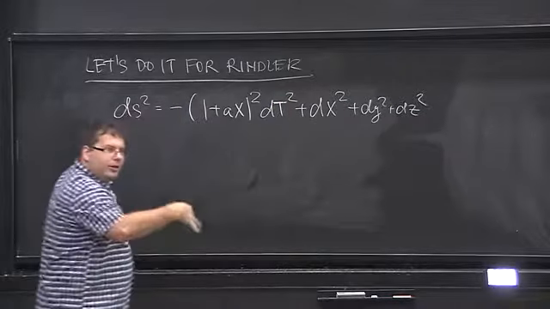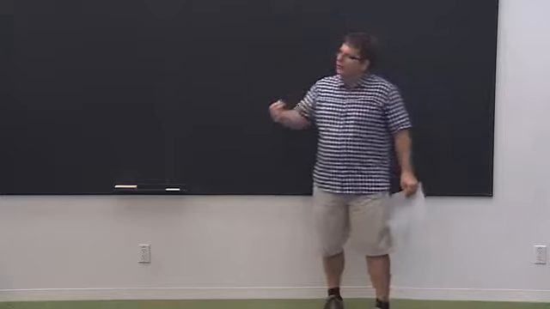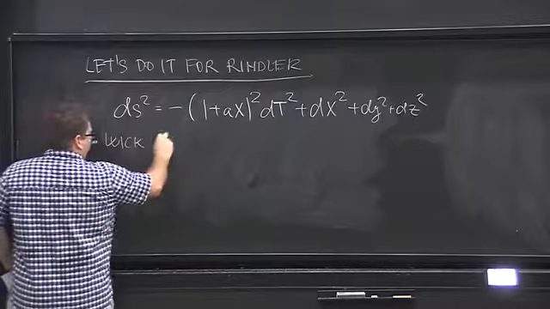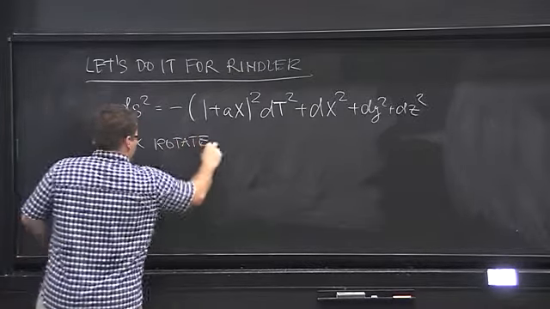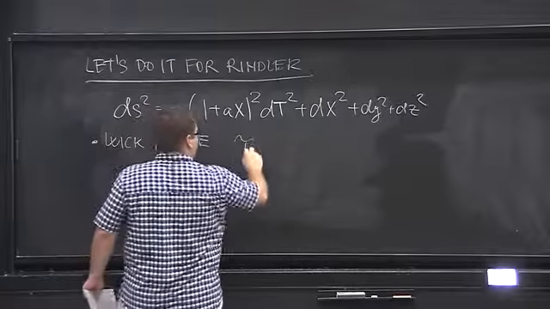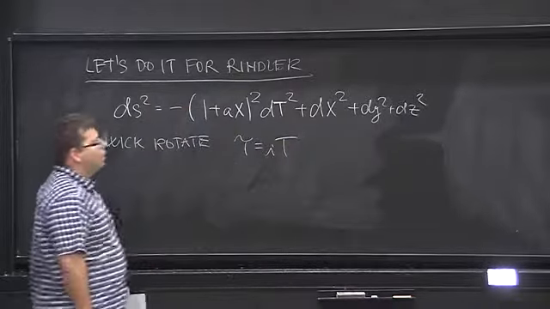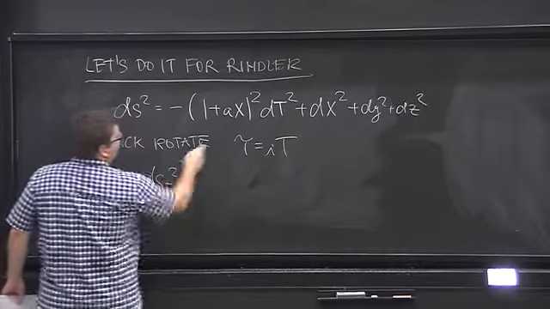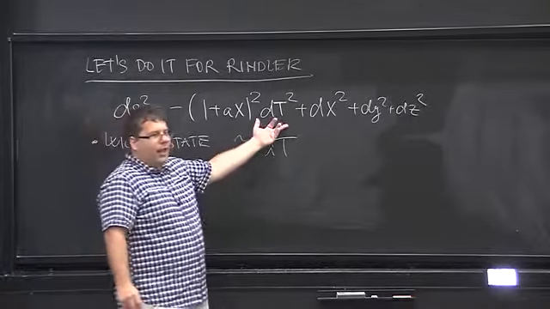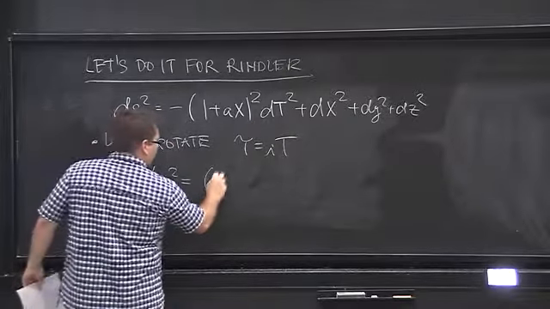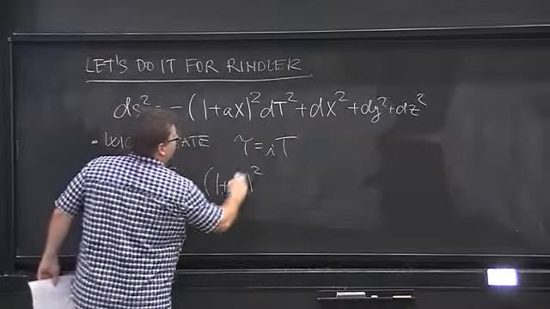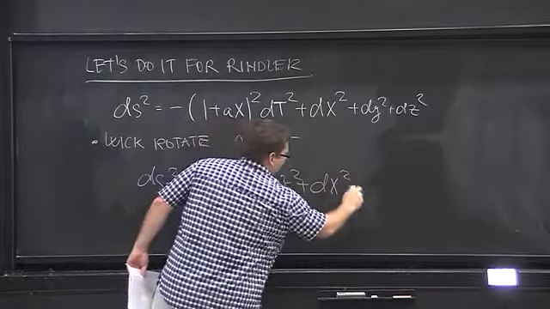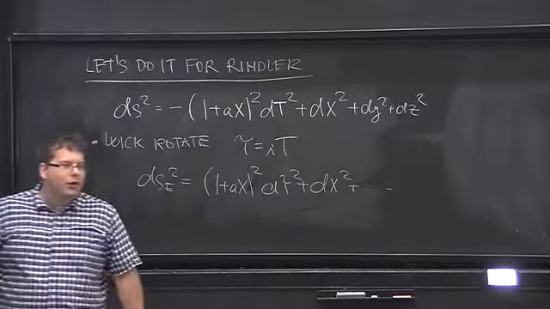So I will rotate capital T to my new Euclidean time tau. The first step is to rotate, and then we define tau to be i t. So now my Euclidean metric, ds squared, well, just dt squared now becomes minus d tau squared. And so this will be just (1 plus a x) squared d tau squared plus dx squared plus the other terms. So far, so good.